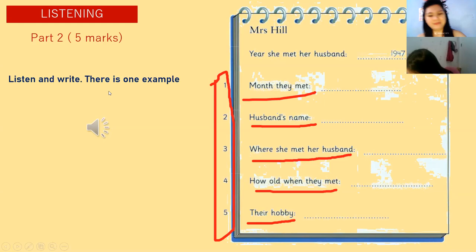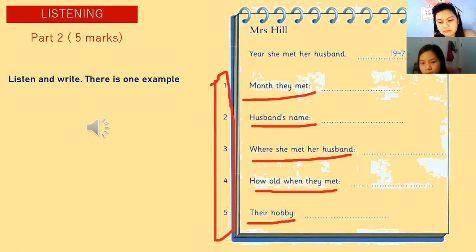Part two. Listen and look. There is one example. When did you meet your husband, Mrs. Hill? It was in 1947, so that's 50 years ago. 50 years is a long time. Yes. Can you see the answer? Now you listen and write.